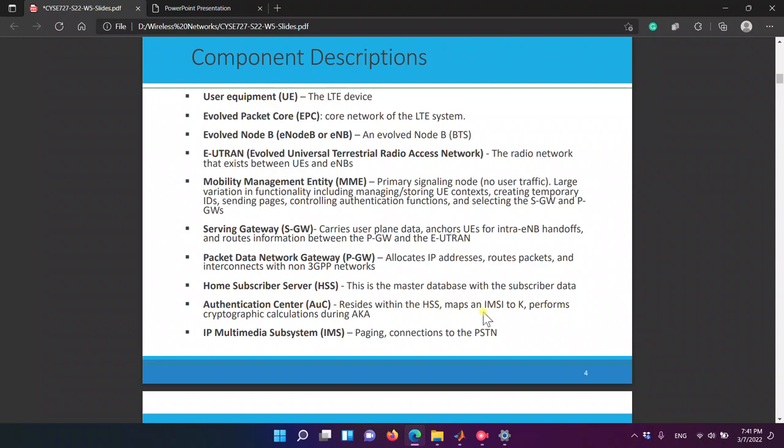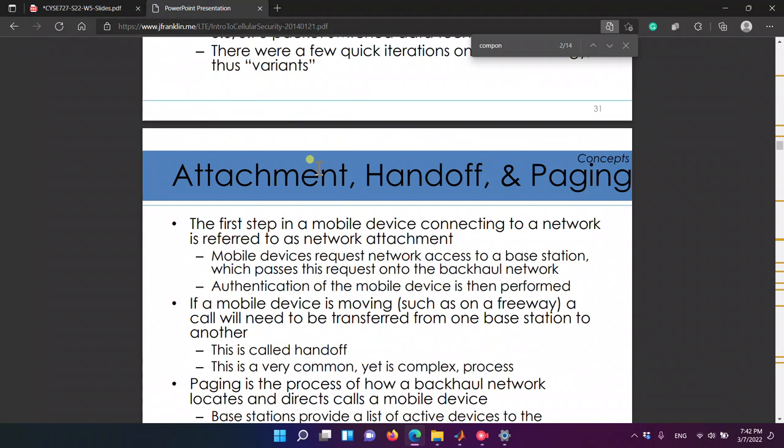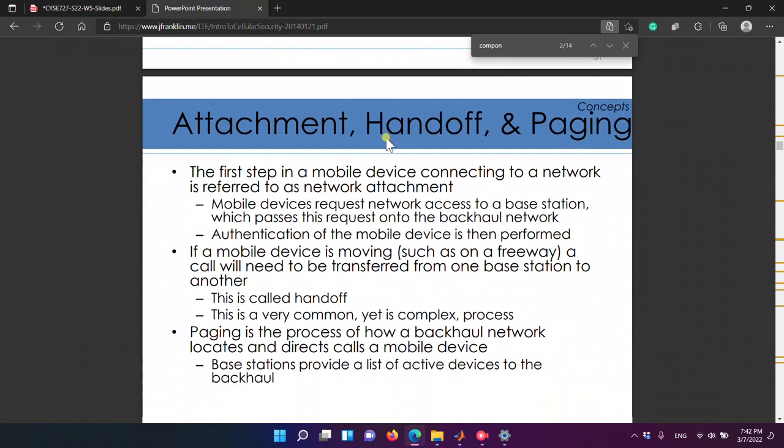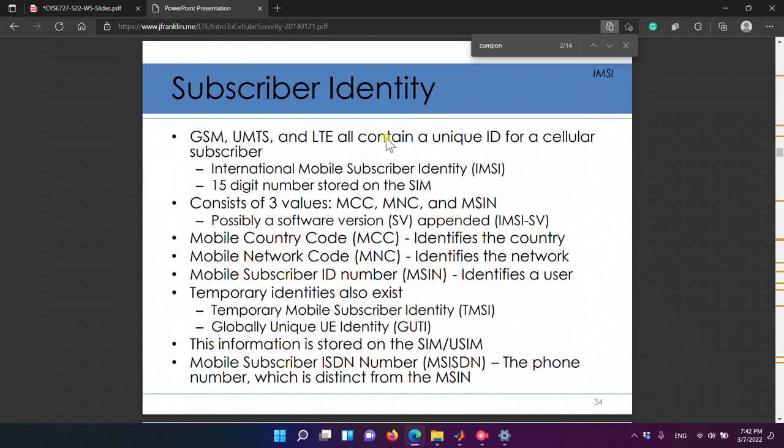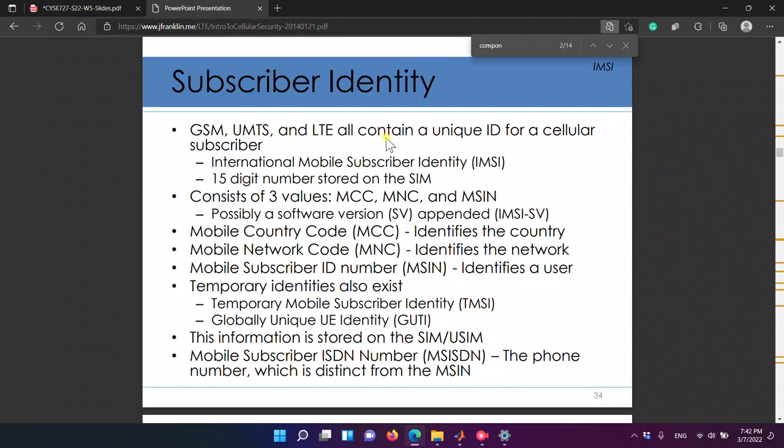The authentication center resides within the HSS, maps an IMSI to K, and performs cryptographic calculations during AKA. So what's IMSI and AKA? Here we have handoff and paging, connection management, subscriber entity.